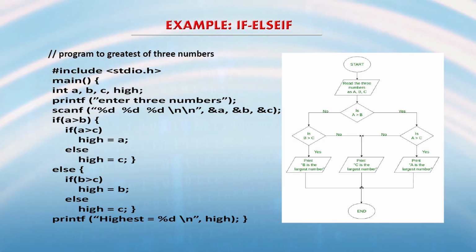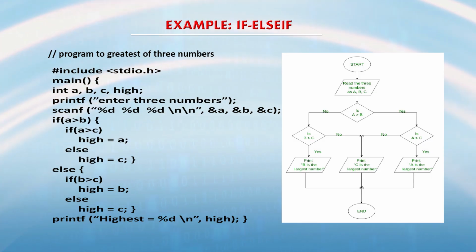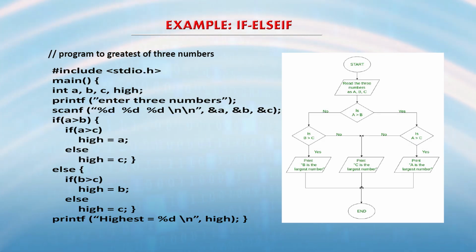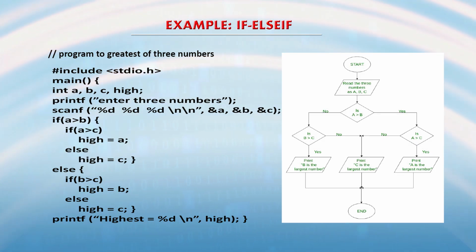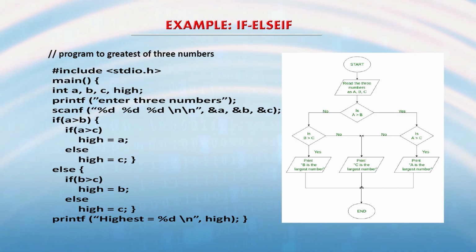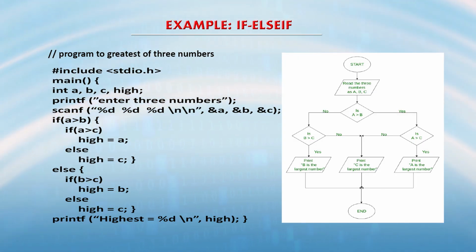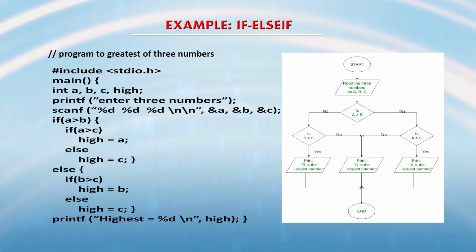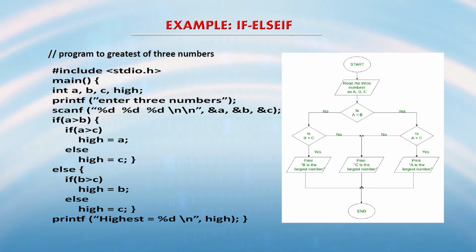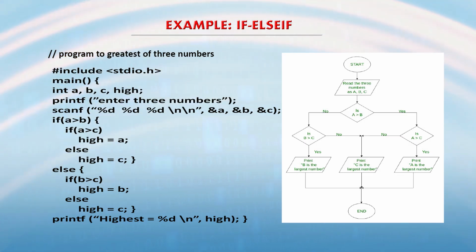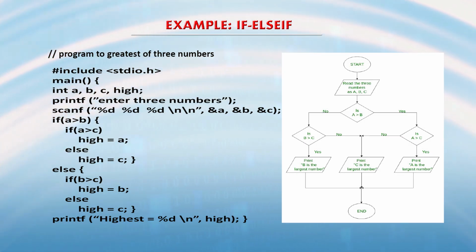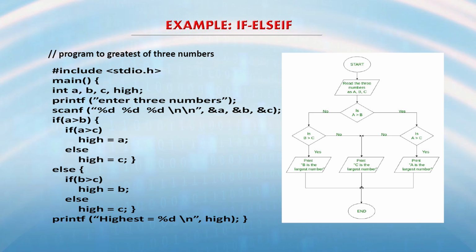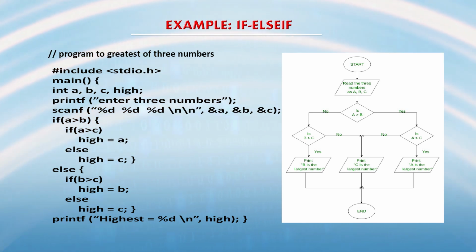Now, the other way around: if A is greater than B, but A is not greater than C, that means C is greater than A, and A is greater than B, so automatically C is the greatest. Other way around, if A is not greater than B and B is greater than C, then B is the greatest.